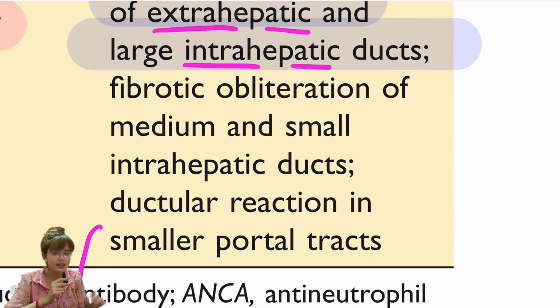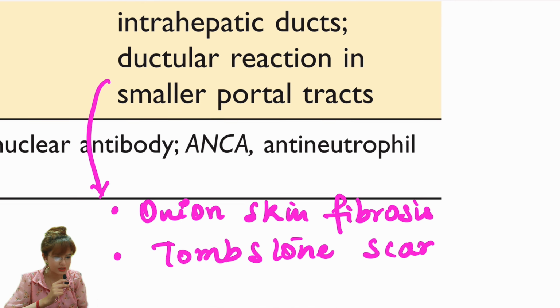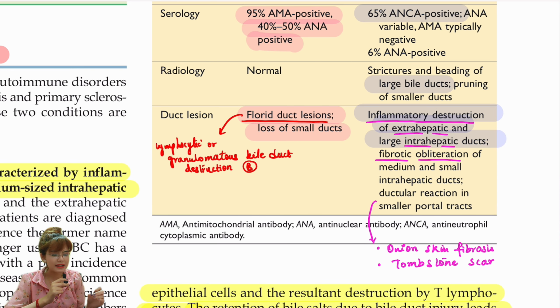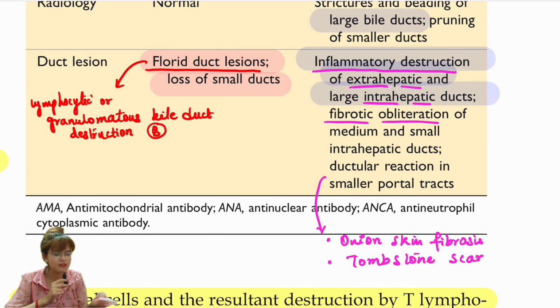There is fibrosis over here because of which there is obliteration of these ducts. And of course there is ductular reaction in the small portal tracts, and you have the onion skin fibrosis. So these histologic findings are very important. The duct lesion is very important. You should not forget these terms because there are very few terms here, and don't confuse between them. Just read this chart, and that's why I am putting all the points here at one place.